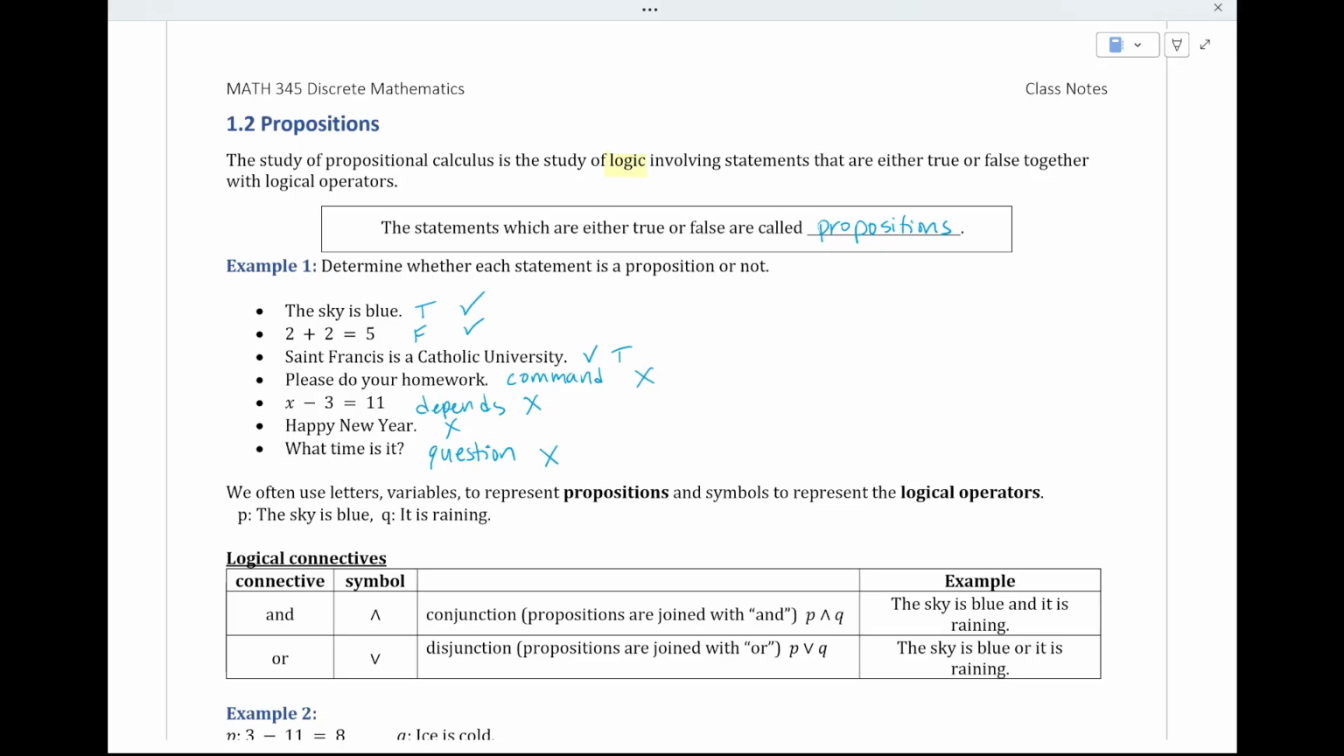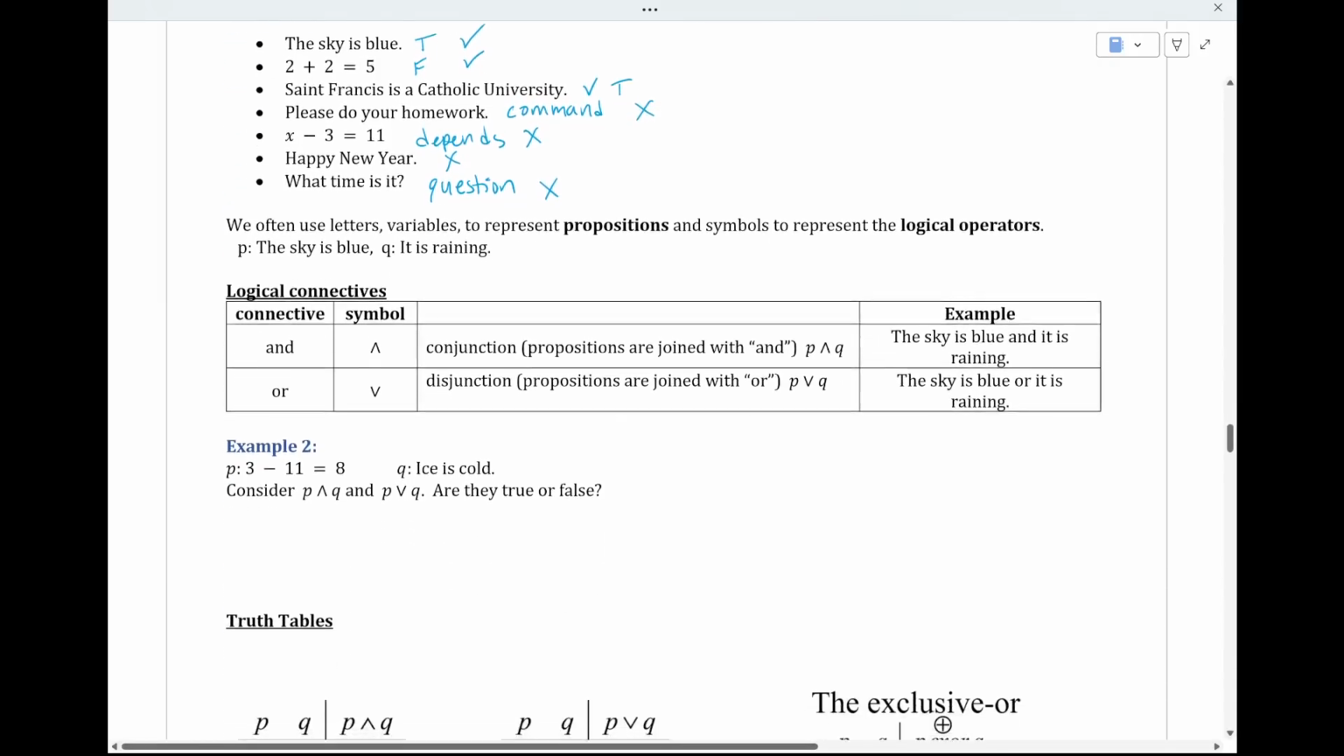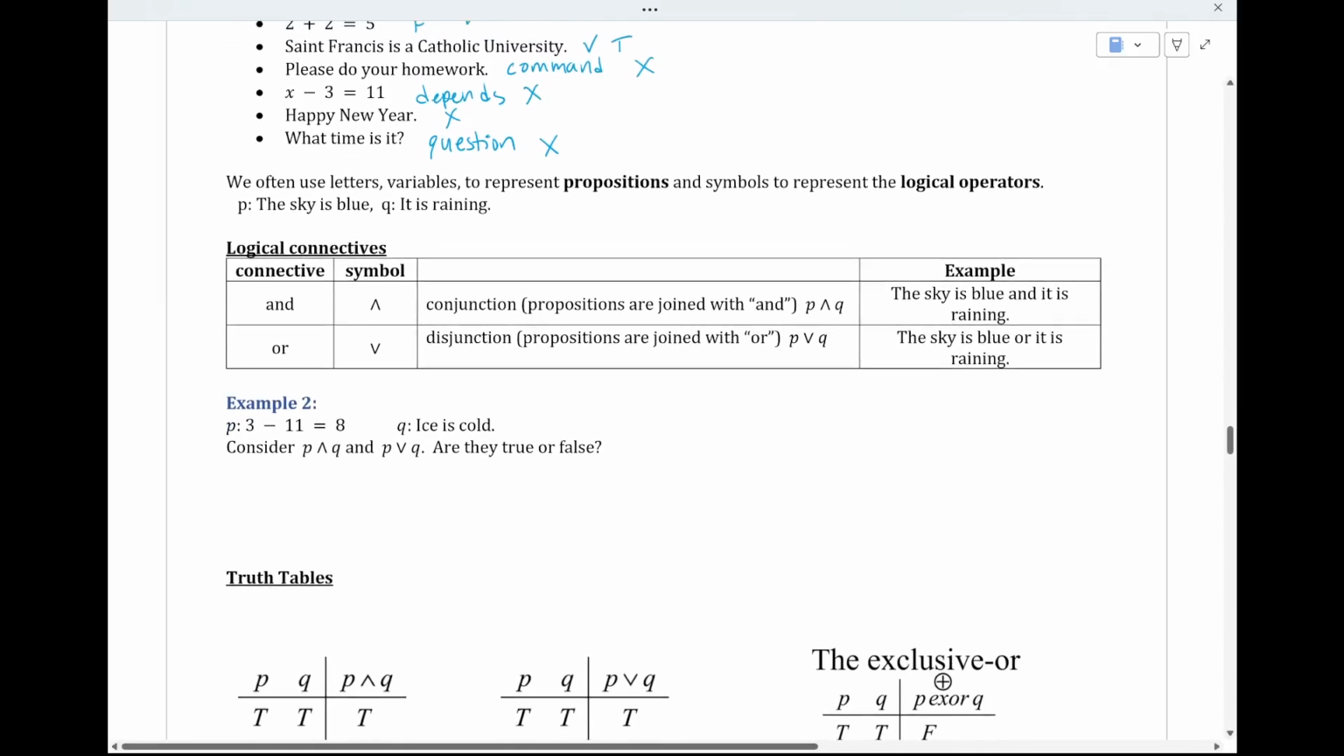So propositions are statements that are either true or false. When we talk about propositions, we often use letters and symbols. Letters to represent the propositions and symbols to represent the logical operators. Propositions, often we use P for proposition, and then a lot of times we have more than one proposition. So we use Q, R, sometimes S. So we're just following in alphabetical order here. Our logical operators, there are 3 of those. We'll talk about them more. But and, or, and not. Those are our logical operators that we're going to talk about today.